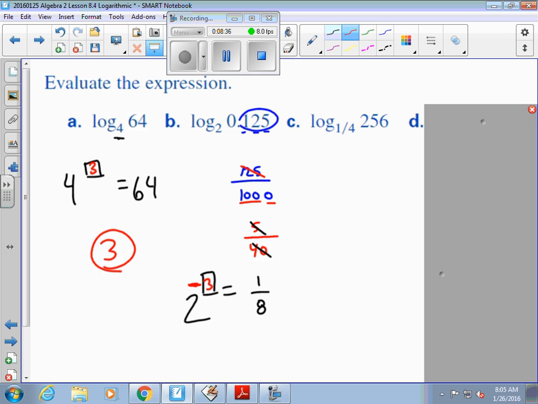What about this one? Log base 1/4 of 256.